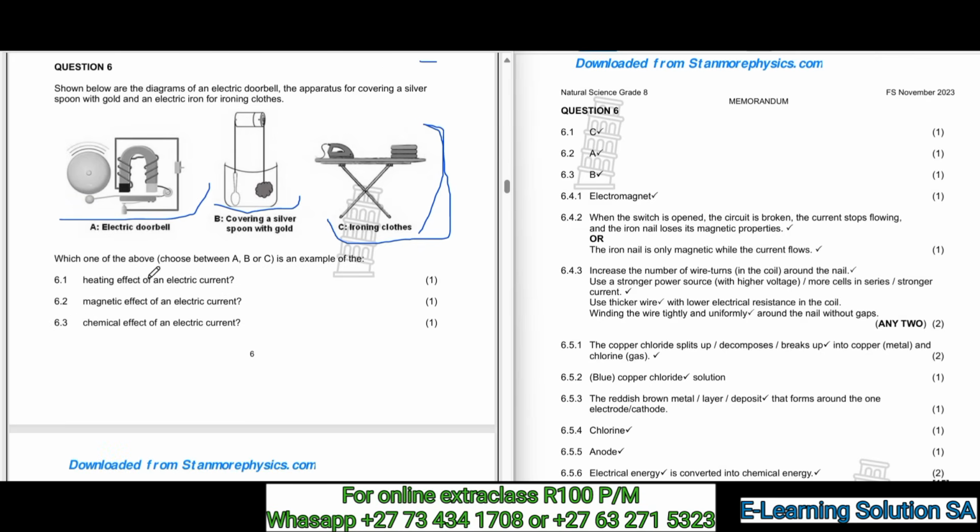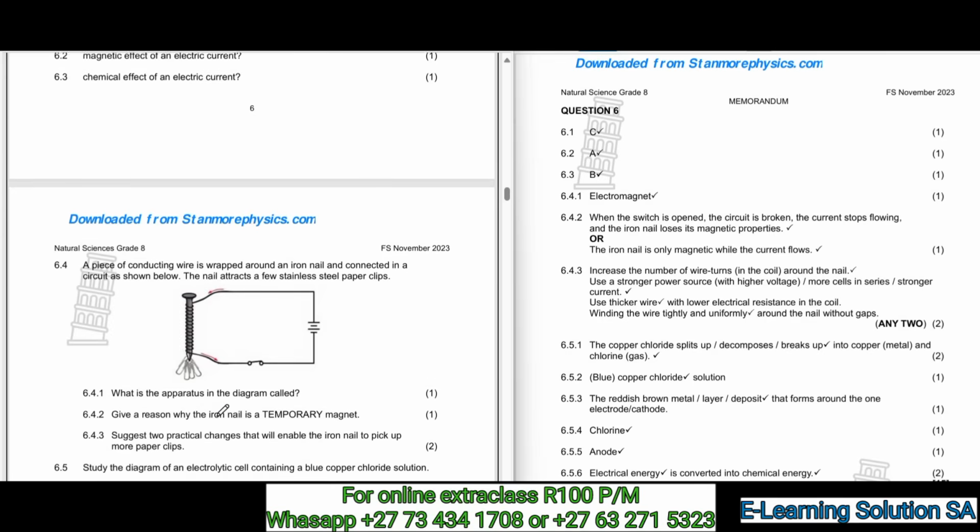Okay, so which one of the above, choose A, B or C, is an example of the heating effect of electric current? So it's C, which is the ironing of clothes. 6.2, magnetic effect of electric current. It's A, which is an electric doorbell. 6.3, chemical effect of an electric current. It's B, which is covering a silver spoon with gold.